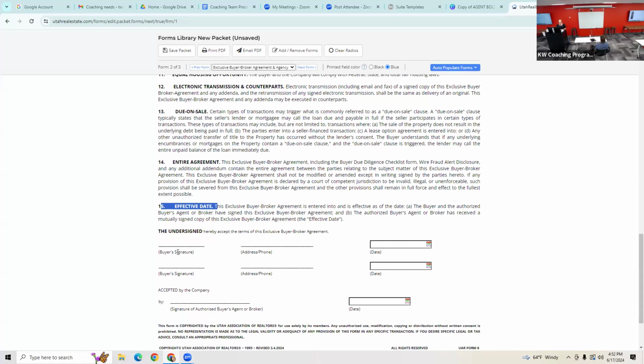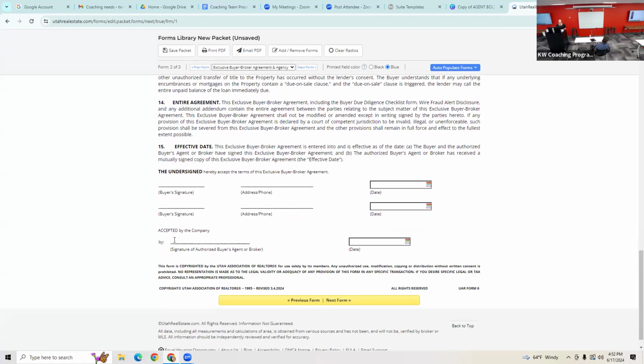So you can see right here where it says accepted by the company, you as the agent are going to sign this. And my point in doing this kind of dramatically is I do like to say this is a bilateral agreement. You're agreeing to work with me. I'm going to agree to work with you. And we go ahead and everybody signs it. And then I do have them date it for today's date.